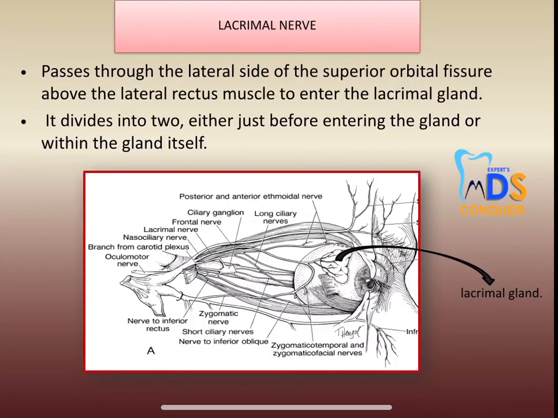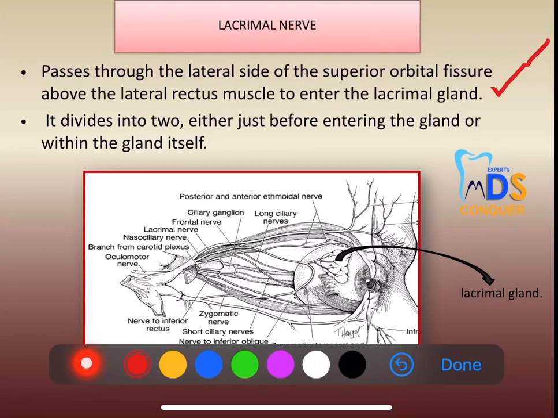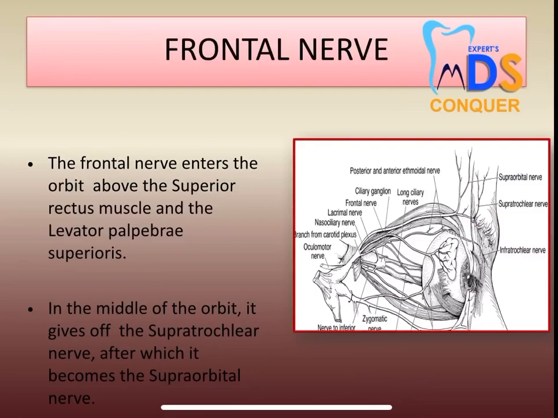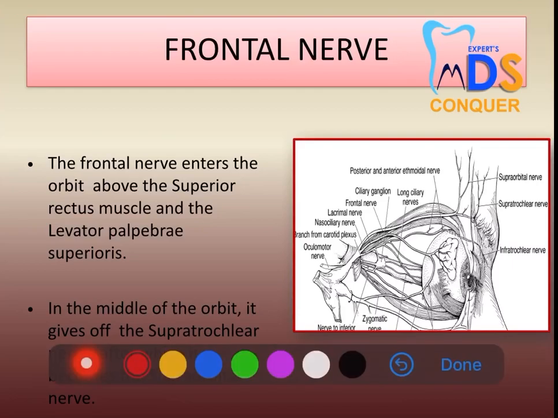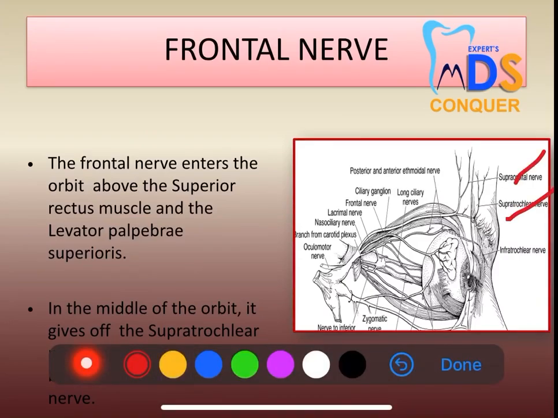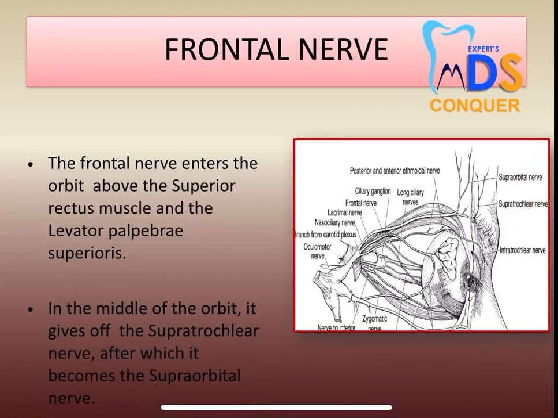Next, coming to the lacrimal nerve. So, you have to write the course of how it passes, and before entering the gland it divides into two. Okay, so like that you can put. So, it supplies the lacrimal gland again. Next, coming to the frontal nerve. So, the frontal nerve gives off two main small branches, that is supratrochlear and supraorbital. So, in the middle of the orbit it gives these two, as you can see in this diagram. Okay, so that you can put in there.